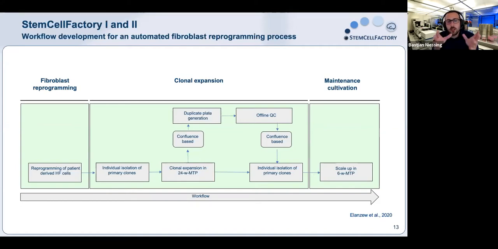So we have a decision. If we have a confluence over 80%, we do a split, or if we are under 80%, we do a media exchange. And then we can produce these cells and scale them up afterwards in a 6-well plate format. So this is the whole process we started 10 years ago. And now I will go through the different devices we need for this process.